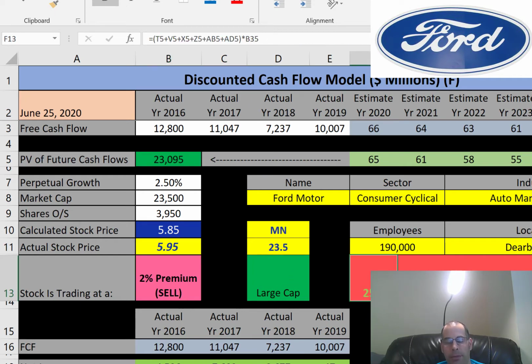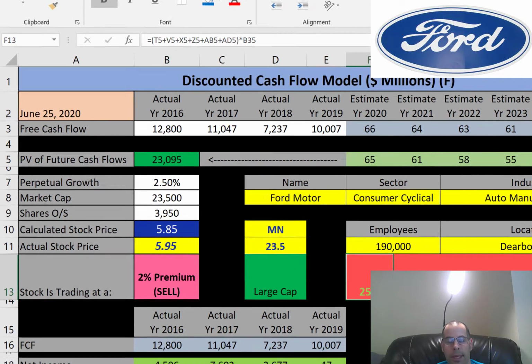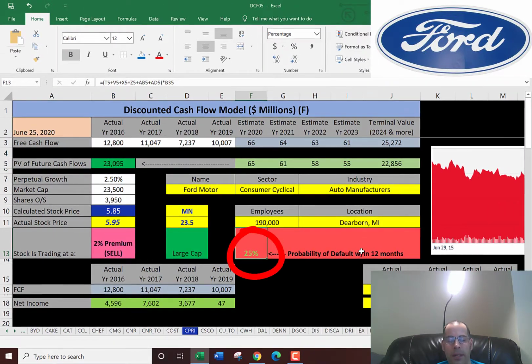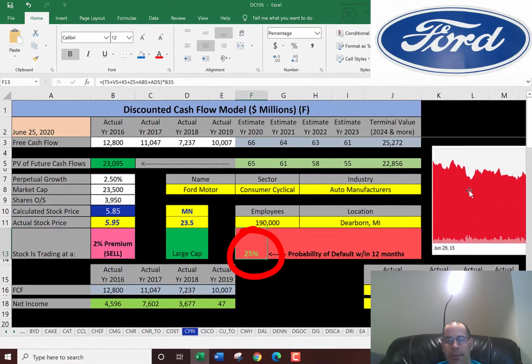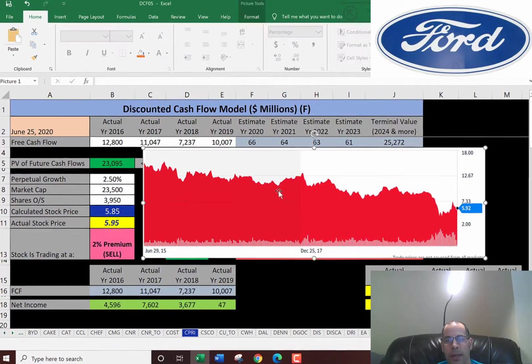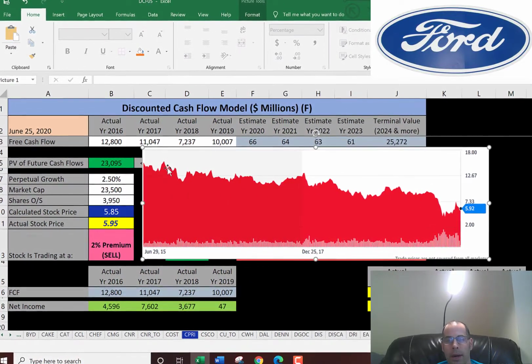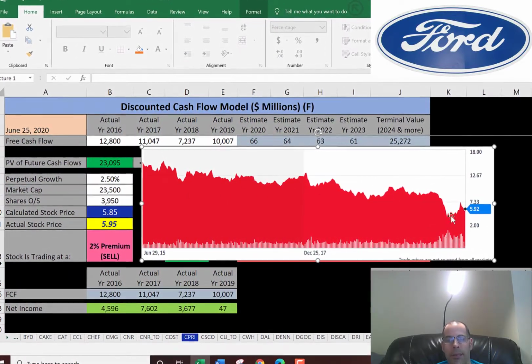And the probability of default, according to my model, is 25% within the next 12 months, just because they have so much debt. And you can see historically, the past 5 years, they were trading a lot higher, but they've come down a lot. Seems to be a good value.